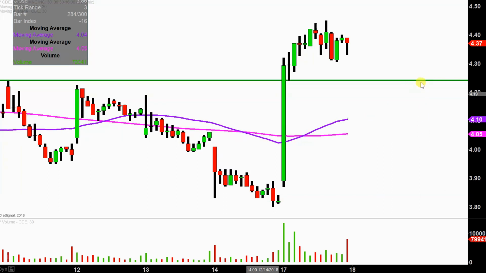Sure, staying above $4.25, that would be great. However, from the grand scheme of things, as long as the price stays above that purple line, then the bulls 100% own the chart. What about areas of resistance?